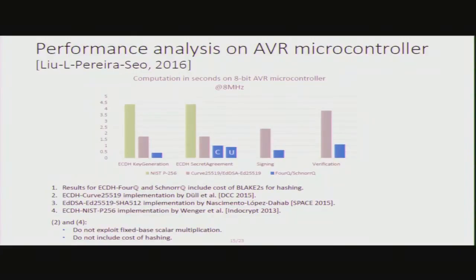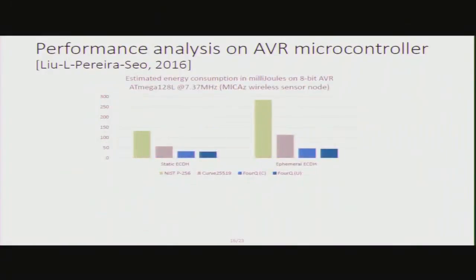in certain applications. Now let's look more closely at the case of ECDH, static ECDH and ephemeral ECDH. Again, NIST P256 results in green, Curve25519 in gray, and 4Q in blue. By the way, the C means compressed public keys, and the U is the uncompressed version that I described in previous slides. Again, you can see the performance difference.